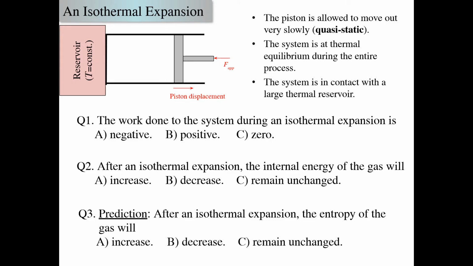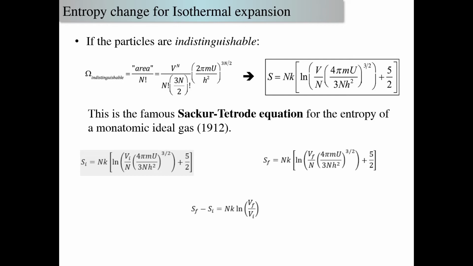Next, we will think about the change in entropy for an isothermal expansion. So the question is, how does the entropy change when we do an isothermal expansion? Does it increase, decrease, or remain unchanged? To think about this, we need to go back to our expression for the entropy of an ideal gas. What we're going to do is write down our initial entropy, our final entropy, and then find the difference between them and see if that's positive, negative, or zero.